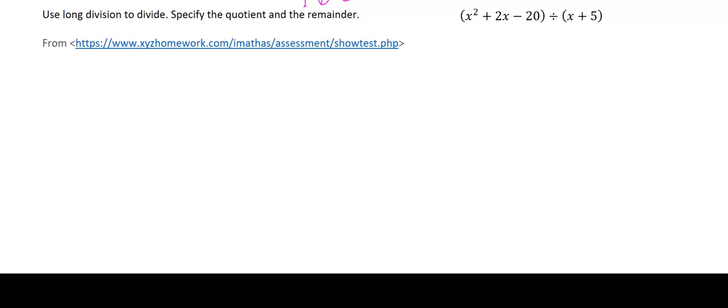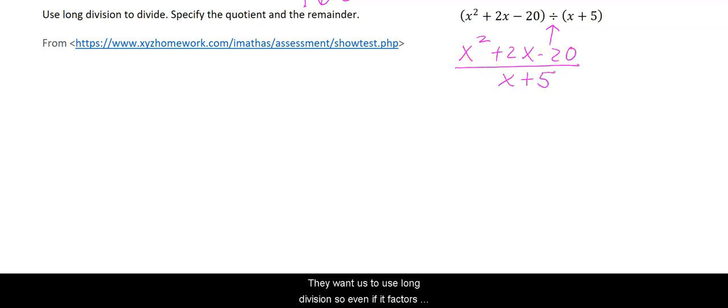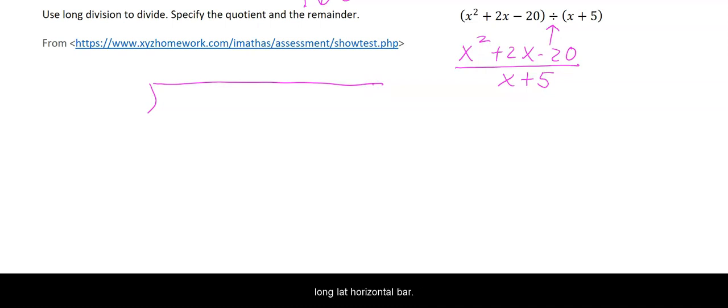Scrolling down, we're going to return to the original first problem: x squared plus 2x minus 20 divided by x plus 5. In this notation, we've used the bar dot dot for division, but we could have written it with a fraction form instead. They want us to use long division, so even if it factors, we will not get credit for doing it that way. To do long division, I'm going to use the long division notation, the curved left section and the long flat horizontal bar.